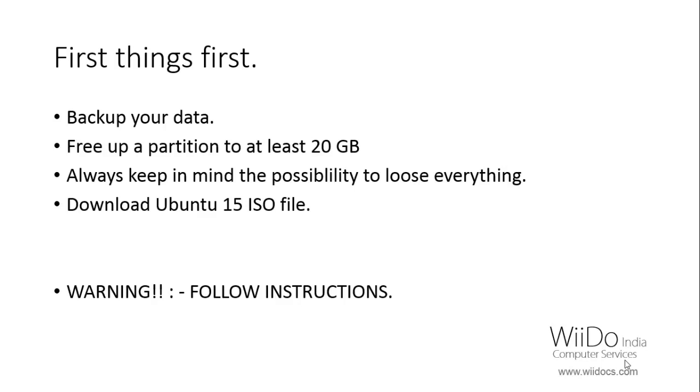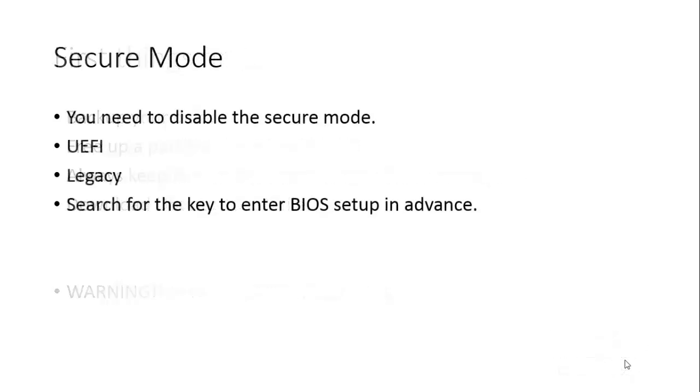You need to download the Ubuntu 15 ISO file, which you will get on Ubuntu's website. The warning is, do follow the instructions as they are. Then, secure mode: you need to disable it. There are two types of mode, UEFI and legacy. It is better to install in UEFI mode; if it isn't allowing you to install, then disable UEFI and try installing again. The legacy mode is usually for older versions of Windows, which is of no use for us now. Then search in advance for the key to enter BIOS setup.